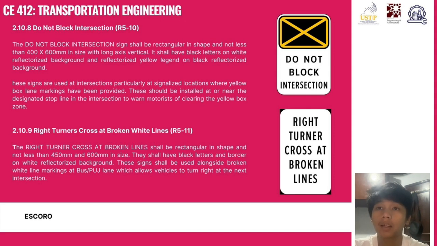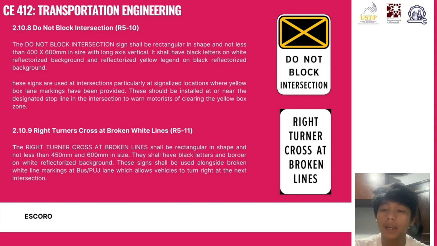So this sign shall be rectangular in shape and not less than 400 by 600 mm in size with the long axis vertical. It shall have black letters on white reflectorized background and reflectorized yellow legend on black reflectorized background. These signs are used at intersections, particularly at signalized locations where yellow box lane markings have been provided. This should be installed at or near the designated stop line in the intersection to warn motorists of clearing the yellow box zone. Next is the 2.10.9 right turners cross at broken white lines sign.